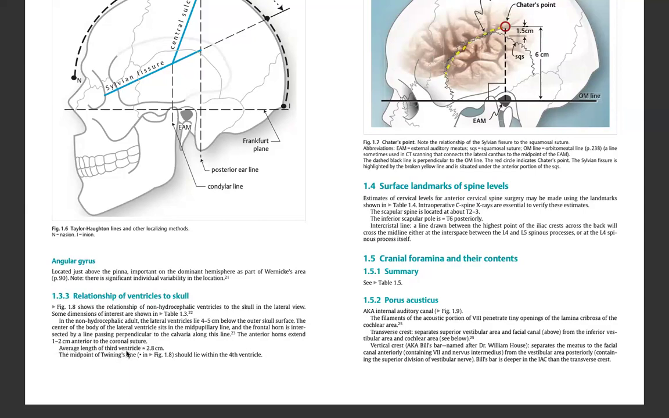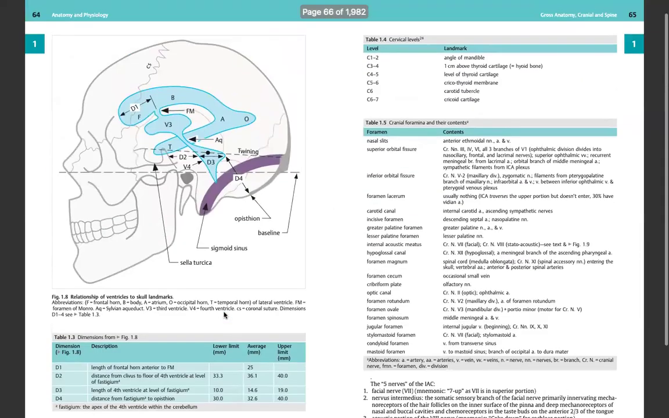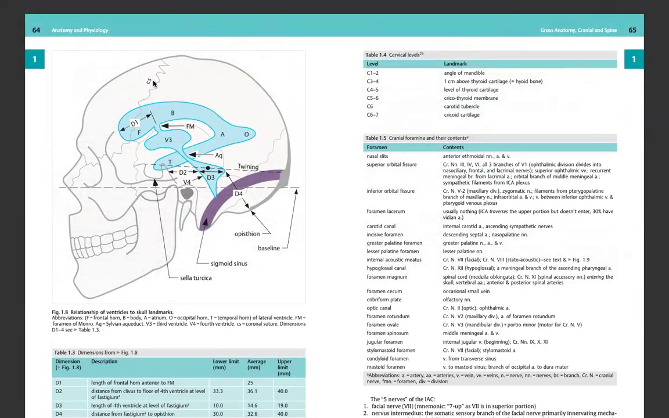And the average length of the third ventricle is 2.8 cm. The midpoint of Twining's line should lie within the fourth ventricle. So important information we've been given. Here, this is the coronal suture. The body of the lateral ventricle. This is the body, the atrium, the occipital horn, temporal horn, frontal horn. Now the frontal horn is about 1 to 2 cm anterior to the coronal suture, right?